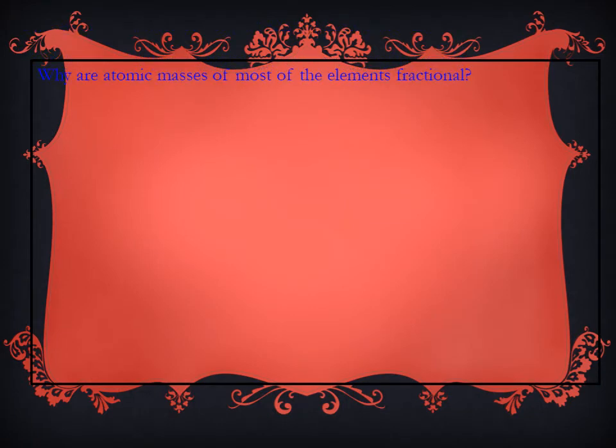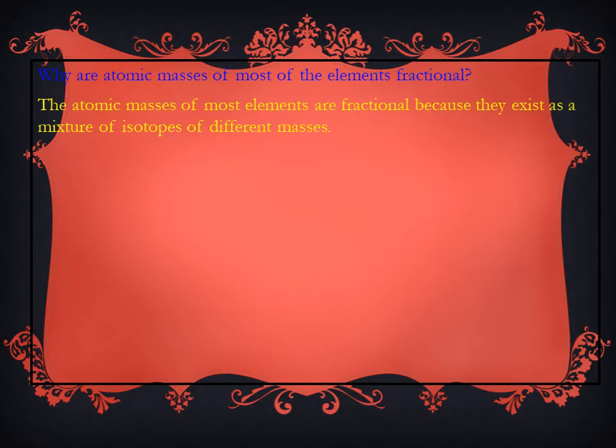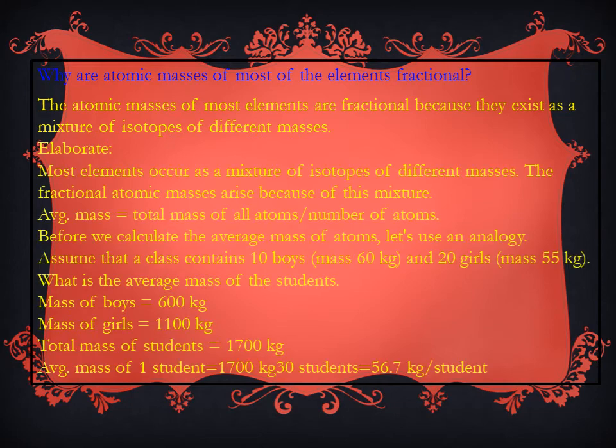Now the next, why are atomic masses of most of the elements fractional? The atomic masses of most elements are fractional because they exist as a mixture of isotopes of different masses. Elaborate: most elements occur as a mixture of isotopes of different masses. The fractional atomic masses arise because of this mixture. Average mass is equal to total mass of all atoms divided by number of atoms.